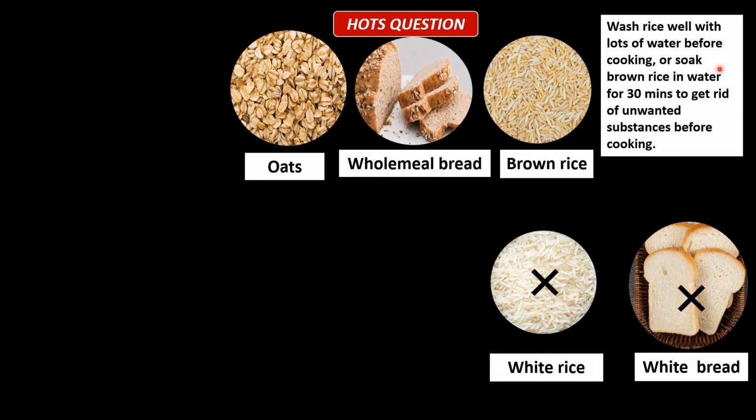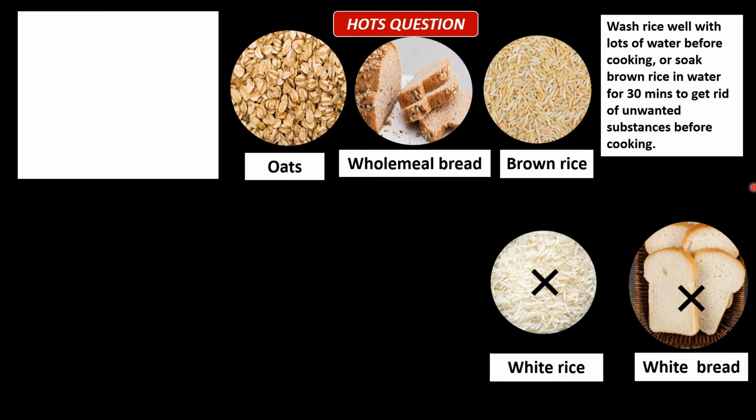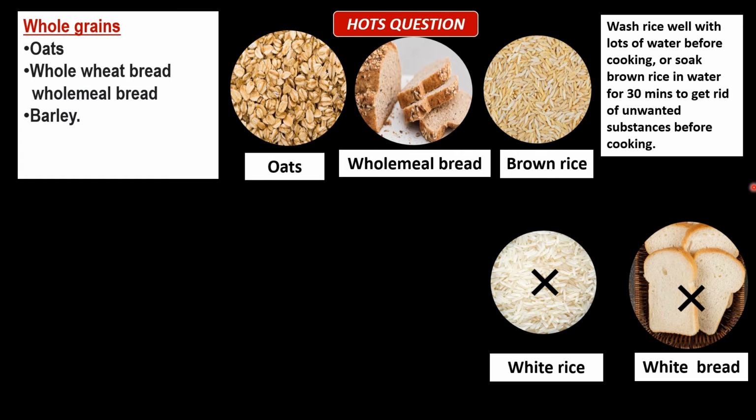So let's find out more about whole grains, because it can be tested as a hot question in the SPM, right? So types of whole grains: oats, whole wheat bread, or wholemeal bread, they are the same thing. Barley, brown rice, and quinoa. Quinoa is a grain from South America, right? Countries like Peru produce quinoa. So we have oats here, wholemeal bread, and brown rice. And for the refined grains, here we have white rice and white bread that is produced from the white flour.